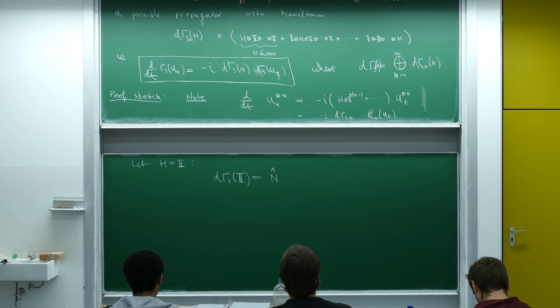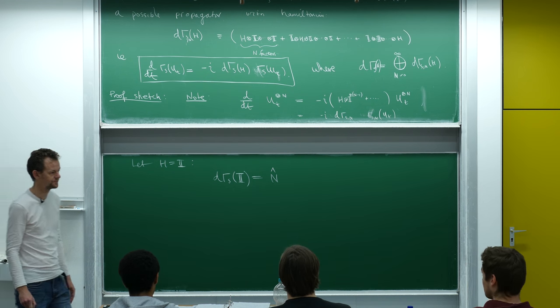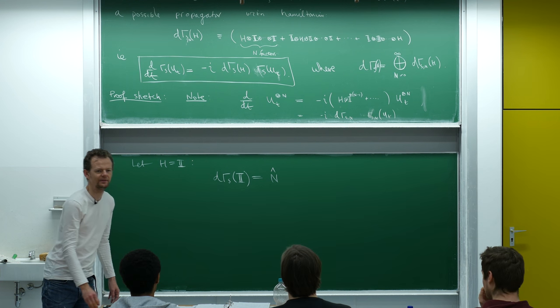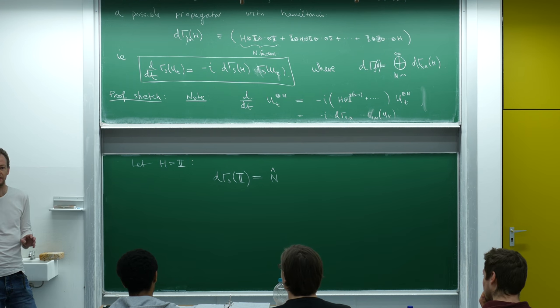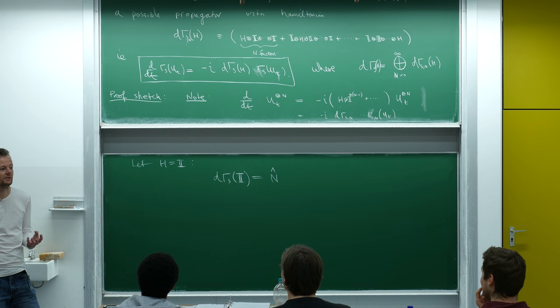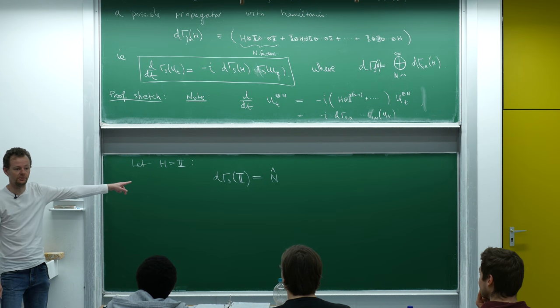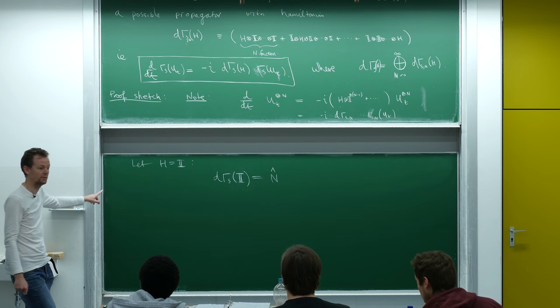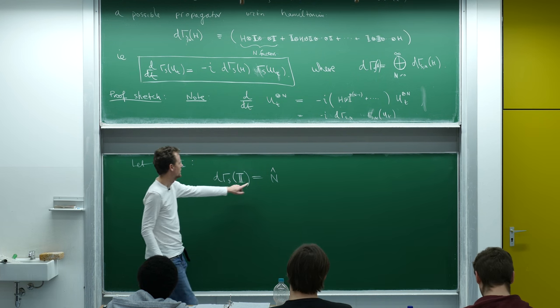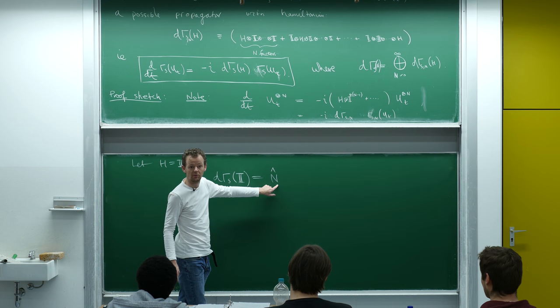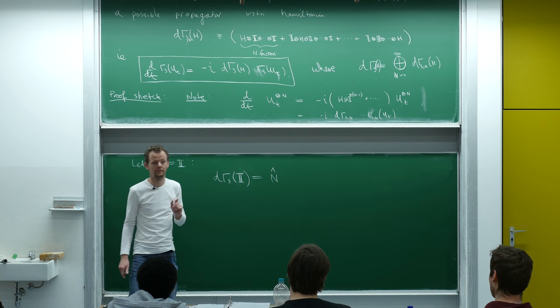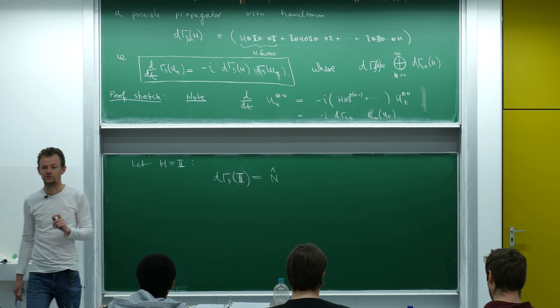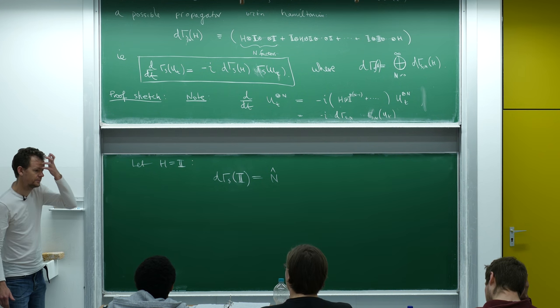Now, at first sight, that might look a bit odd. That somehow says that a phase change is observable. Well, no, actually, we're not quite saying that a phase change is observable. We're saying that the relative phase that you pick up between different numbers of particles is observable. So we can do an interference experiment and determine the number of particles. We can't observe the absolute phase, though.